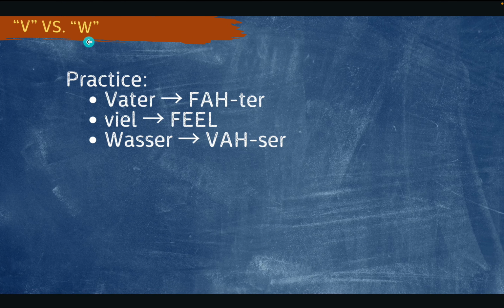So, V versus W. In English, the sound of V is like vase, as in vowel. W in English is whale, while, what. In German, the V sound would be like an F: Vater, father, Vater, feel. And the W in German would be V instead. So this one is not Wasser, but Wasser. It means water. Let's read it again: Vater, feel, Wasser.